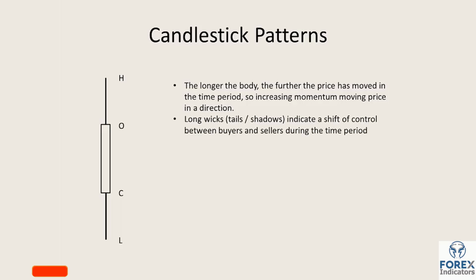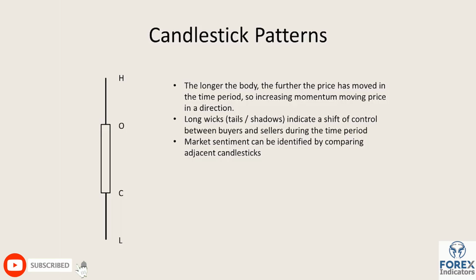The long wicks or tails or shadows indicate a shift in control between buyers and sellers during the time period that the candle was forming. So buyers and sellers have come in from the open of the bar, they've pushed the market up, they've pushed the market down, and buyers have come back in and pushed the market back up again to the close. We can use the candlestick to help us identify market sentiment by comparing a current candle with adjacent candlesticks. We'll see more on that later.